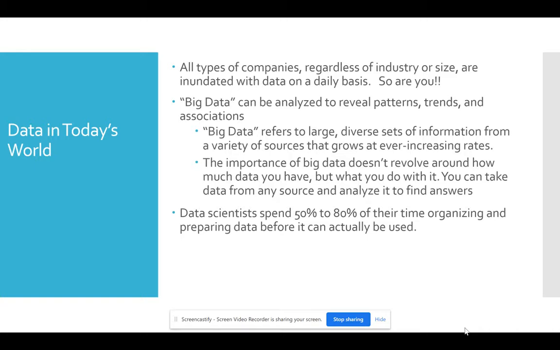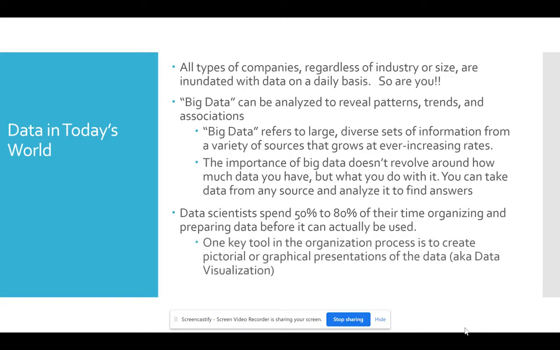Data scientists spend 50 to 80% of their time organizing and preparing data before it can actually be used. You have to get it organized in a fashion that it can make sense, that you can present it to other people so that you can actually make sense of it. One of the key tools in that organizational process is to create pictorial or graphical presentations of the data, what we call data visualization.